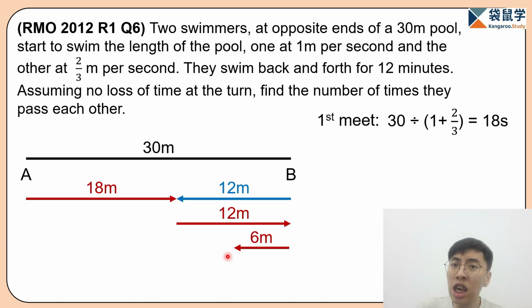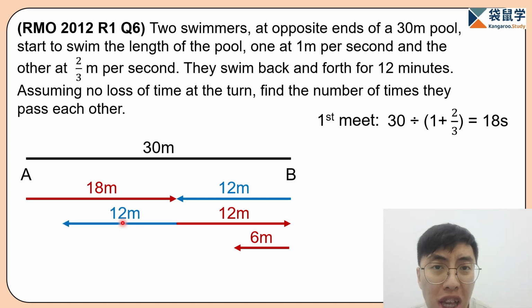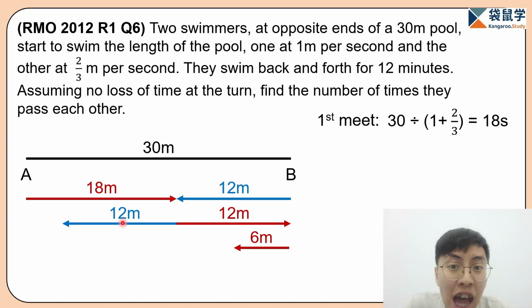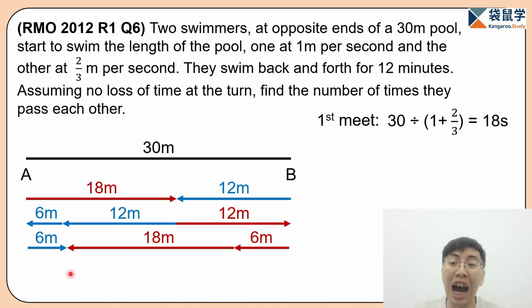Now, at the same time, what will happen to B? B will also move on towards the left for a total of 12 meters. Now, they have still not yet met each other. So we go on with another trip, and that gives us another 18 meters by A, and another 12 meters by B for a total of the second meetup.